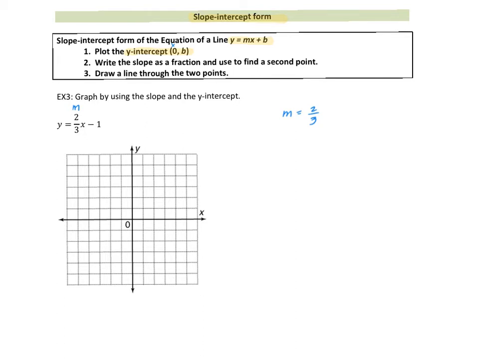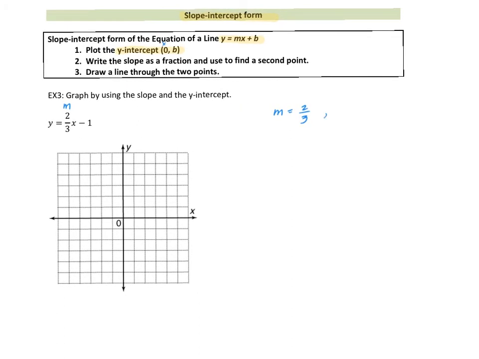Now our b value here is -1. That would be this last number. So we include the negative if it's there. If it's a plus, it would be a positive 1. b is equal to -1, and that would be my y-intercept. As a point, that would be 0, -1.